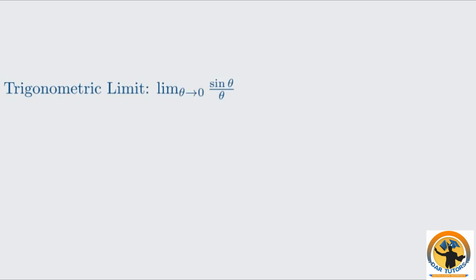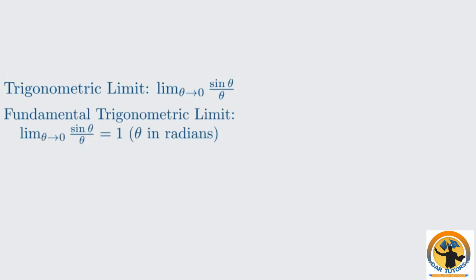In this scene, we will focus on a very important trigonometric limit. Our objective is to understand and apply the limit as theta approaches 0 of sine theta over theta. This limit is a fundamental result in calculus. It states that the limit as theta approaches 0 of sine theta over theta is equal to 1, provided theta is measured in radians. Let's visualize this. If you graph the function y equals sine x over x, you'll see that as x gets closer and closer to 0, the graph approaches the value 1. There's a hole at x equals 0, but the limit exists.